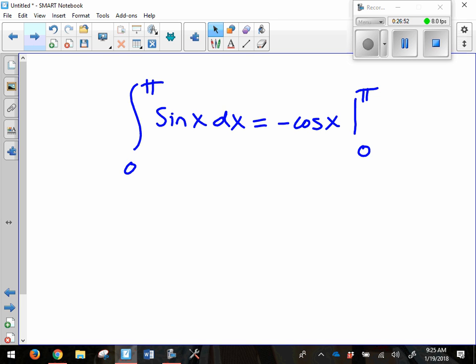All right. So I've got negative sine times that negative sign gives me the derivative, which is what my integrand is. What did I do?